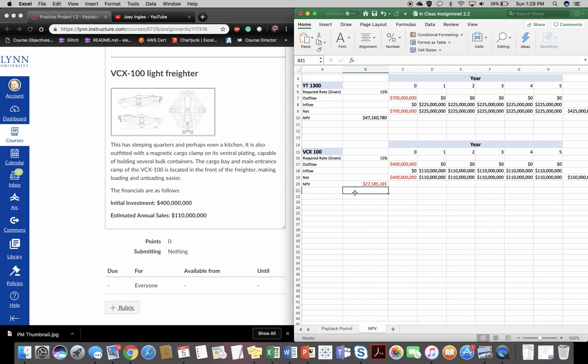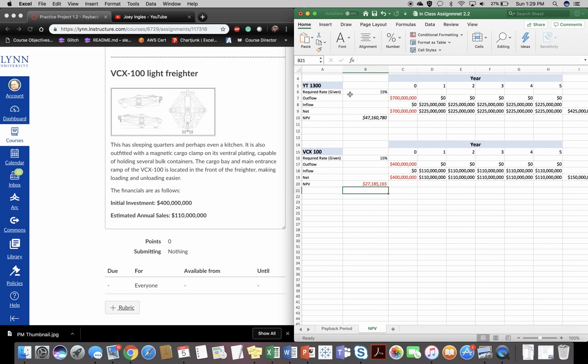And we see here that the VCX actually has a negative return on investment. The stream of payments years 1 through 5 is not enough to make up for the $400 million we have to spend. In other words, if we require a rate of return of 15%, then we're not going to make back our 15% year over year for each year. Here we have a positive return on investment. Here we would have a negative return on investment.